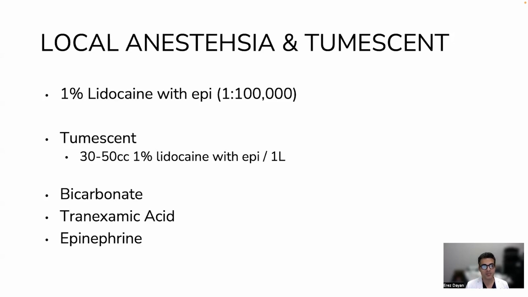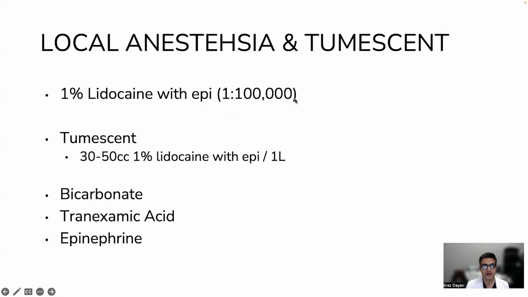So in the smaller cases where you're not injecting a lot of tumescent, and if the patient's weight is appropriate, we'll show you how to calculate this, you can inject a slightly higher concentration of lidocaine in the tumescent, up to 100 cc's of 1% lidocaine with epi per liter. So that would be 1 gram per liter. But typically for our standard lipo case, we like to do about 50 cc's of 1% lidocaine with epinephrine. And that epi is 1 to 100,000.